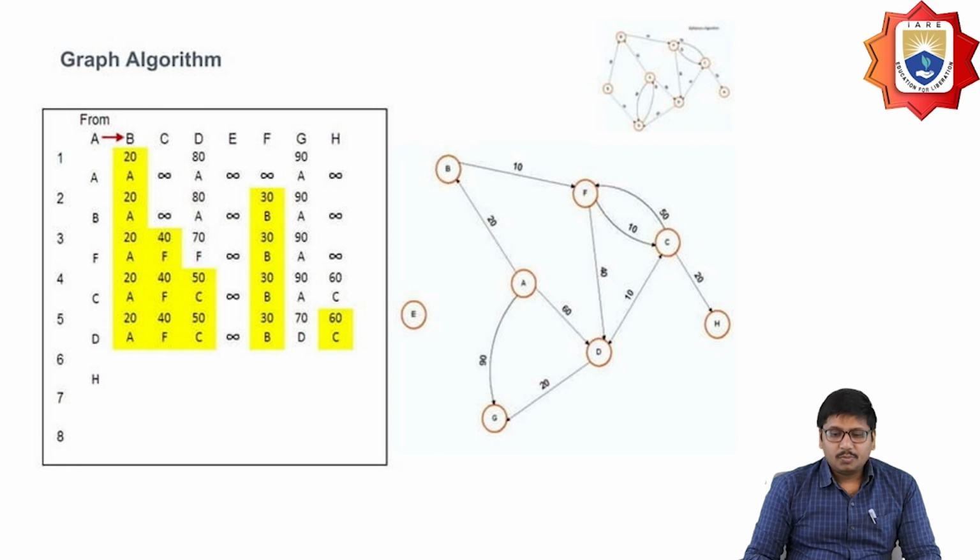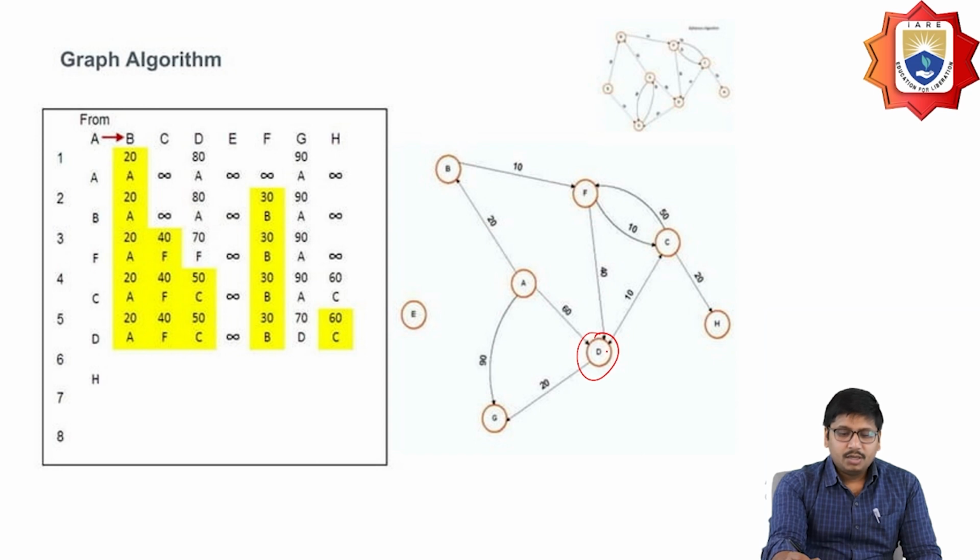And from D, I'm going to choose D here. From D, what I have to find here is that from D to C it should be 50 I'm getting, and D to B I'm going to get, D to F it should be 40, and D to G it should be 70, and D to H it should be 10.